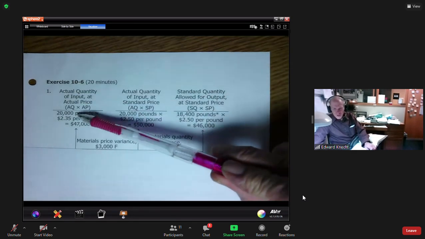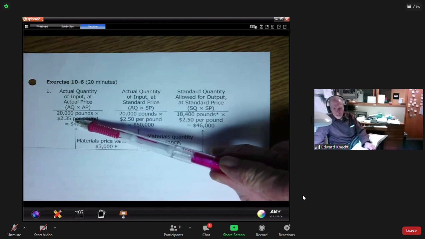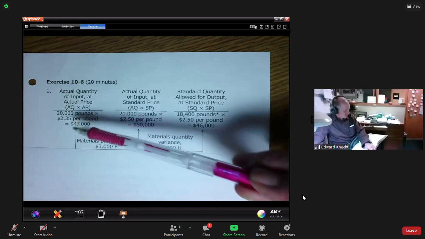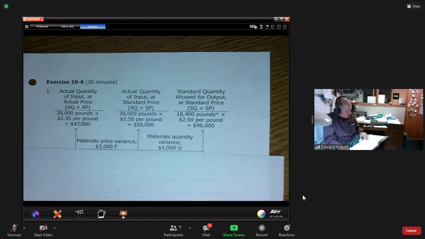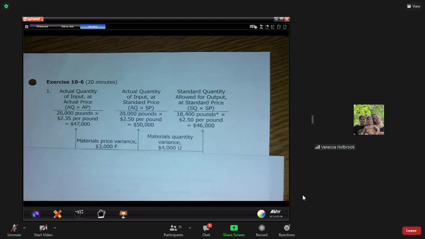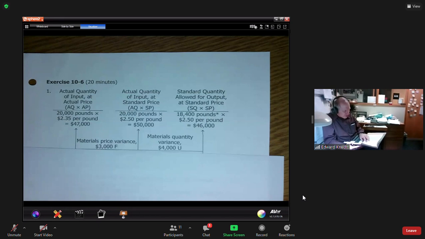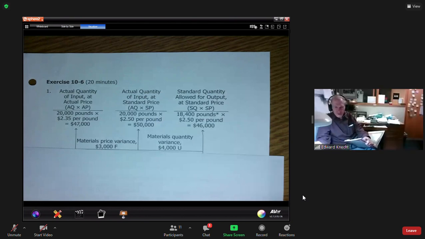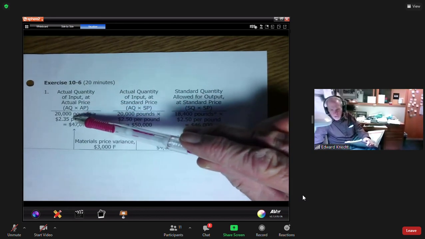So do you understand this $2.35? Can you see that? That's given. That's the actual. Did they tell us that? Yes. Purchased at a cost of $2.35. Did they tell us what the standard cost should be paid to buy the material? They did in their standard cost card, $2.50 per pound. We paid $2.35. Well, that's a 15-cent savings on each pound that we bought.